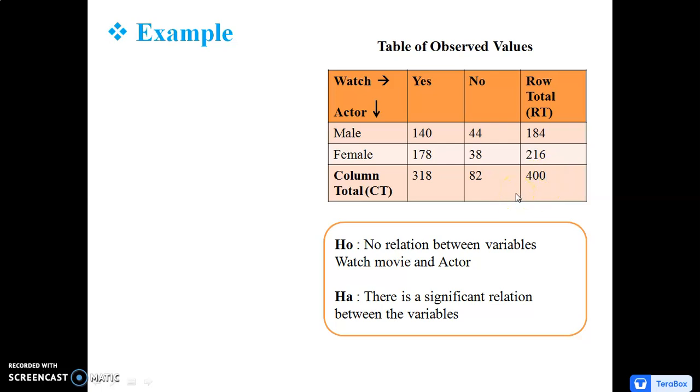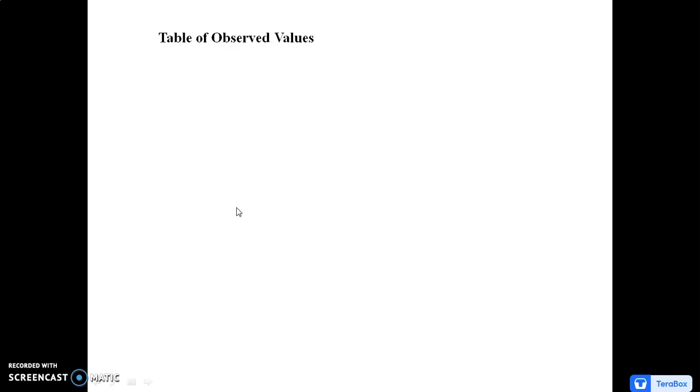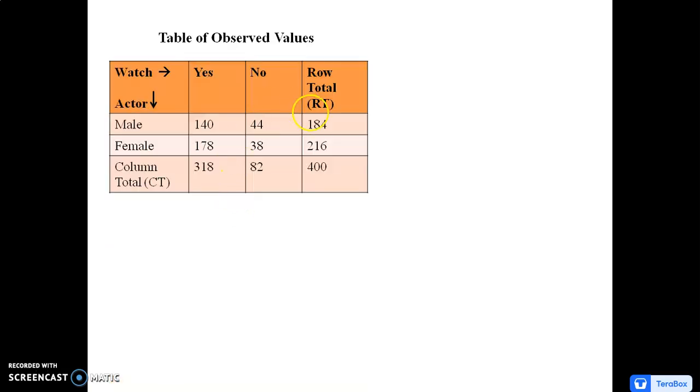Now, based on this table, the null hypothesis formulated is that there is no relation between the two variables, that is watching the movie and the actor. While the alternate hypothesis that has been formulated is that there is a significant relation between the variables, watching the movie and the actor. So now let us try to understand the table of observed values as we have discussed in the earlier slide.